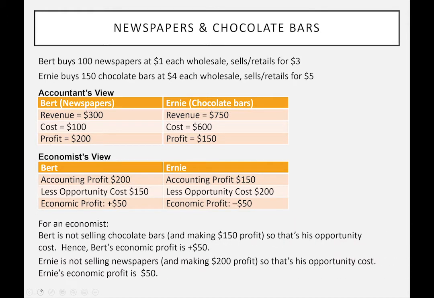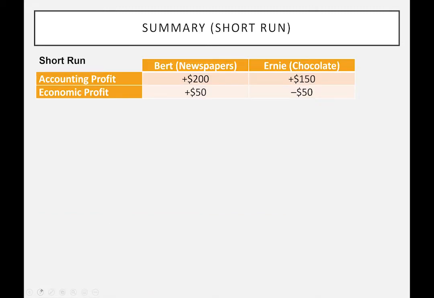From an economist's perspective, the fact that you're not doing something else, looking at the other side of the fence, is a loss because you could have been doing it. So this is why we take into account the opportunity cost in calculating the economic profit. So let's see what happens with this in the short run. We've got the situation for the accounting profit, $200 and $150, as calculated before. Economic profit is summarized in this table.